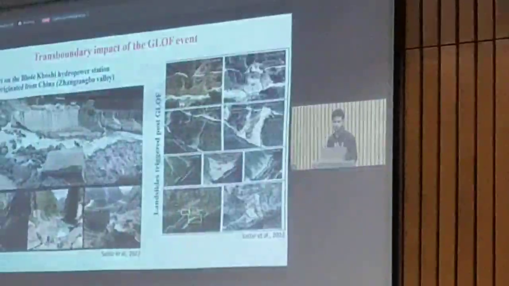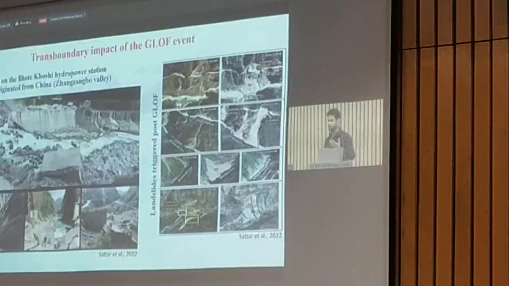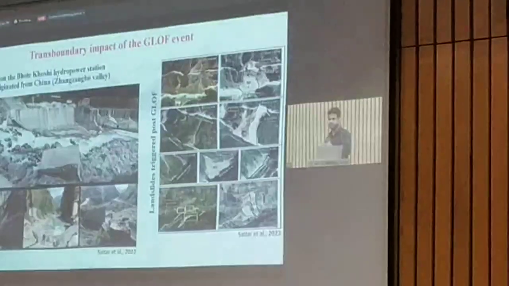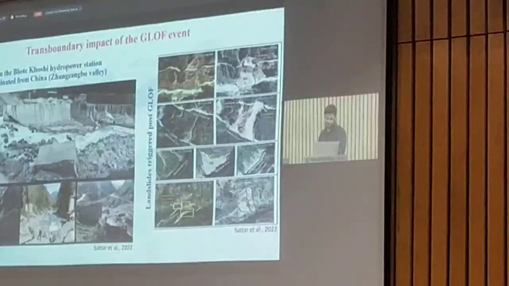Okay. So this actually started, and this destroyed the Bhotekoshi hydropower station, which is in Nepal. You can see how destructive this event was, even though the lake was so small. And of course, this GLOF actually led to reactivation of the landslides that were triggered by Gorkha. So these were along the GLOF channels, but during the GLOF event, they reactivated the landslides.